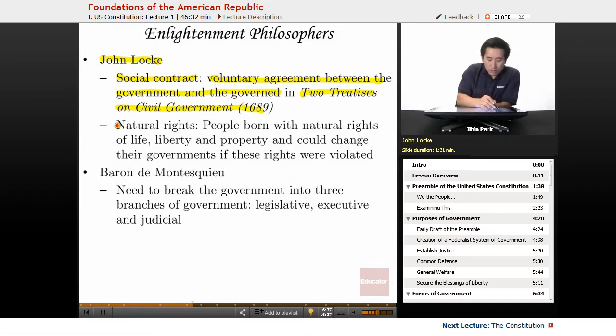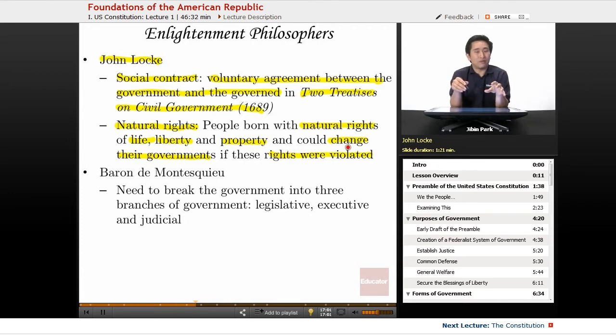And so Locke postulated that people were born with certain natural rights, such as life, liberty, and property. And so they could change their governments if these rights were violated. So if the government didn't respect these natural rights, as the British were not respecting the natural rights of the American colonists, then they had the idea to rebel.